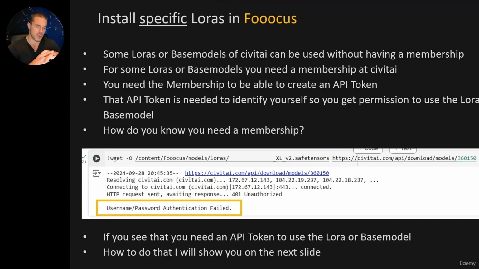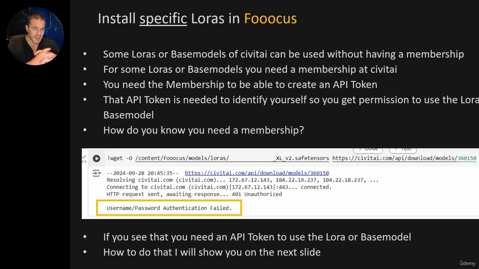The process I just showed you is how to install LoRAs in general, because some LoRAs on Civitai don't need a membership and you can just download the information, insert it into your Google Colab and use it. But there are some specific LoRAs that need a membership at Civitai, and you need that membership to be able to create an API token. This API token is basically a little bit of code, and you need that code to identify yourself as having the right to use that particular LoRA.